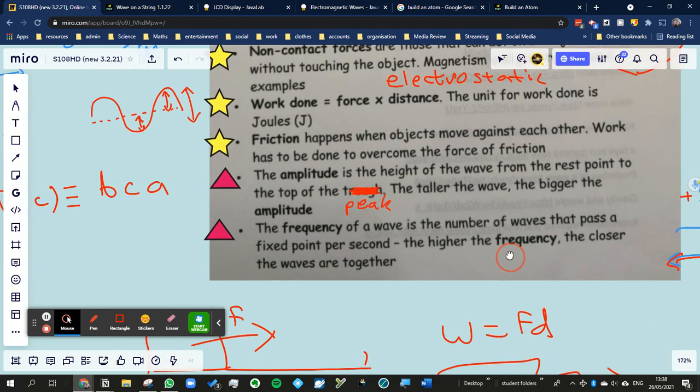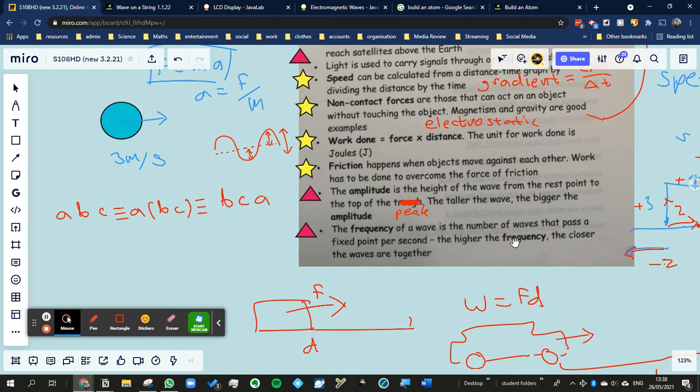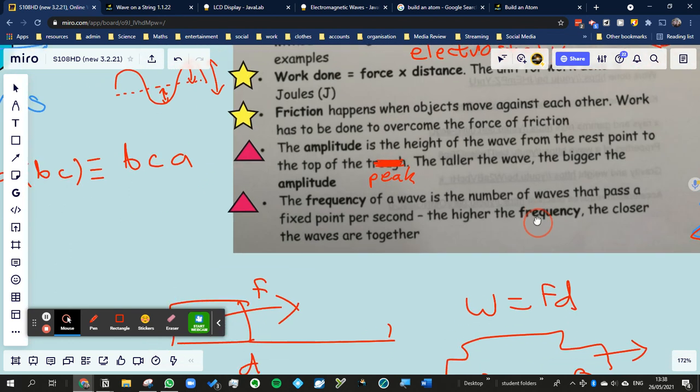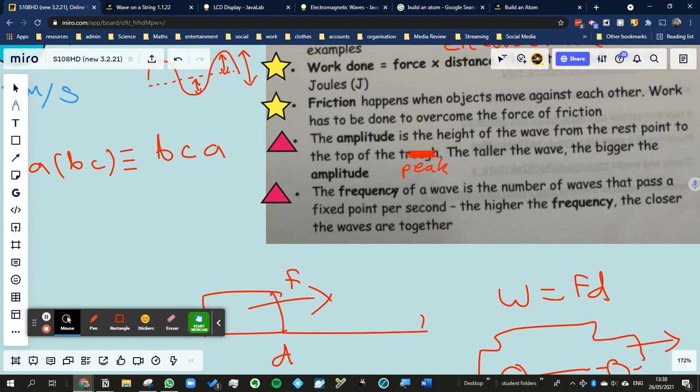Frequency of a wave is the number of waves that pass a fixed point per second. The higher the frequency, the closer the waves are together. Yes, for one, if we're talking about the same type of wave. However, you could have a high frequency, fast moving.